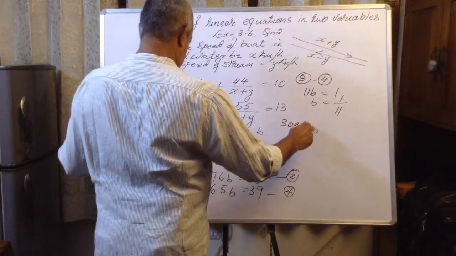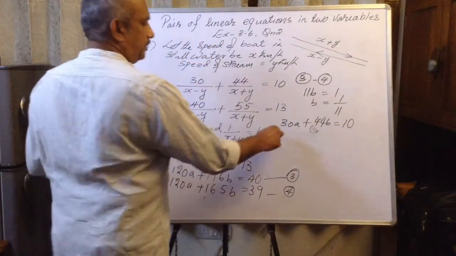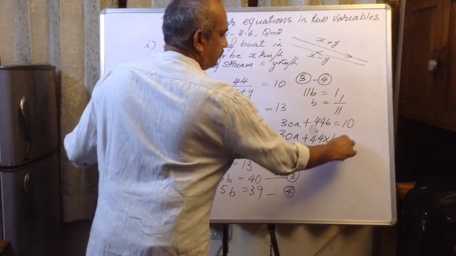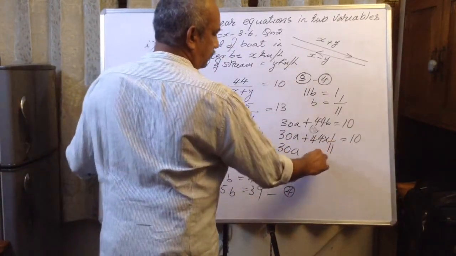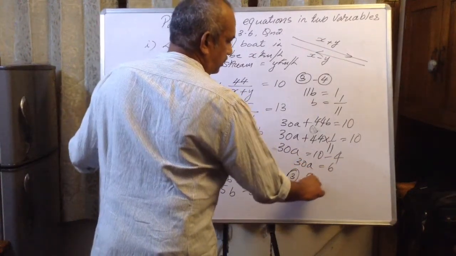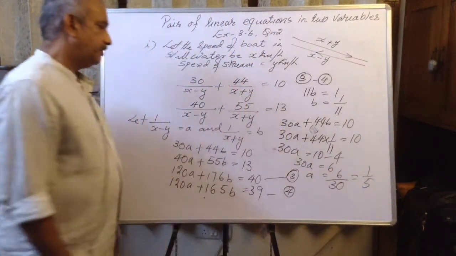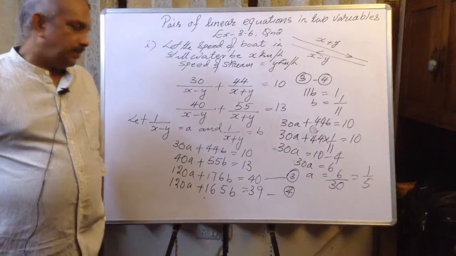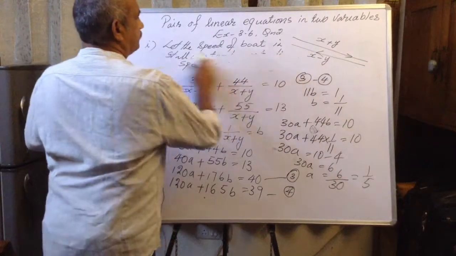So 30a plus 44b is equal to 10. 30a plus 44 into 1 upon 11 is equal to 10. Cancel, this is 4 only. 30a is equal to 10 minus 4, so 30a is equal to 6. a is equal to 6 upon 30, which is equal to 1 upon 5. So we are getting b is equal to 1 upon 11 and a is equal to 1 upon 5. Now we'll put back what we assumed, then you will get the values of x and y.